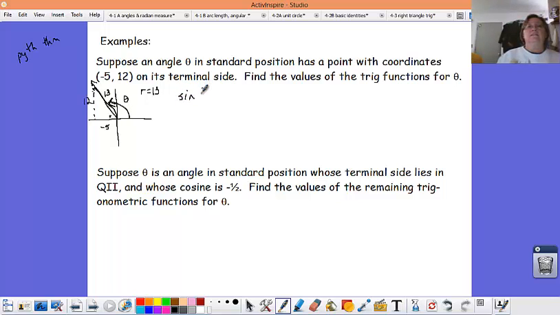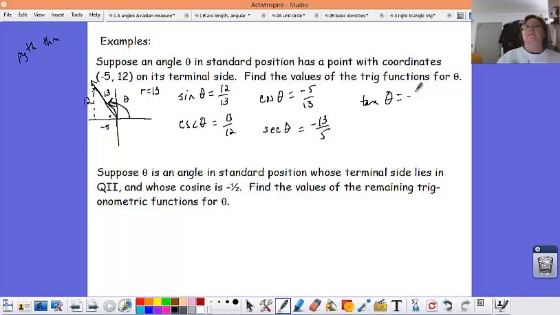So the sine of theta is opposite over hypotenuse, 12/13. The reciprocal function, 13/12. The cosine of our theta, adjacent over hypotenuse, -5/13. The secant, -13/5. Right? The tangent, opposite over adjacent, so -12/5. And the cotangent, -5/12. All right.